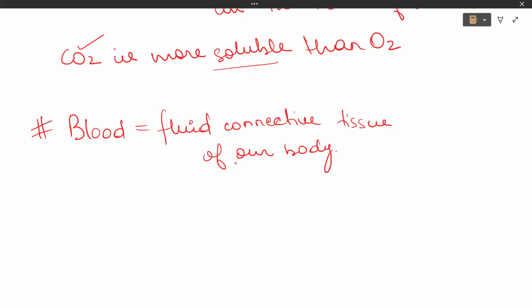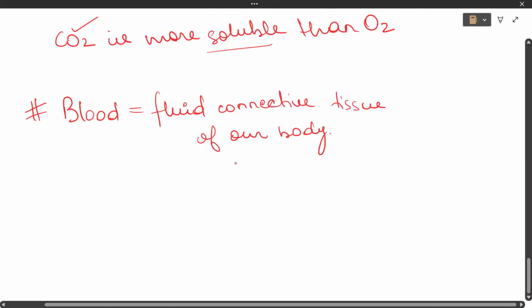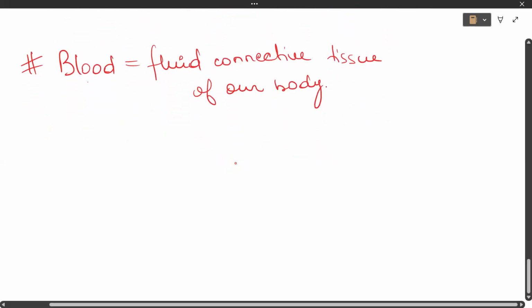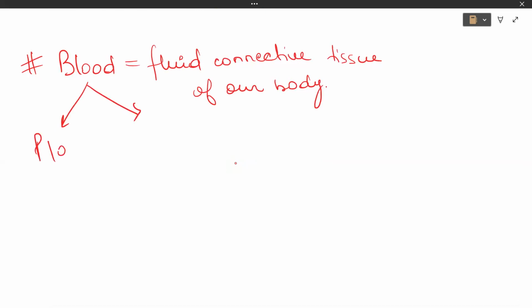Now, the blood contains two components. One is the plasma, and then there are the cells of the blood like RBC, WBC, all those are cells. So blood has two components: one is plasma, and the other is the different kinds of cells present in the blood.